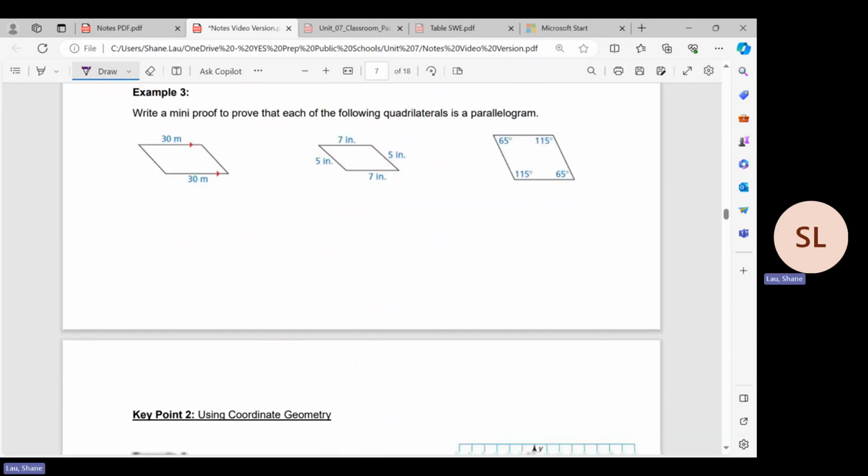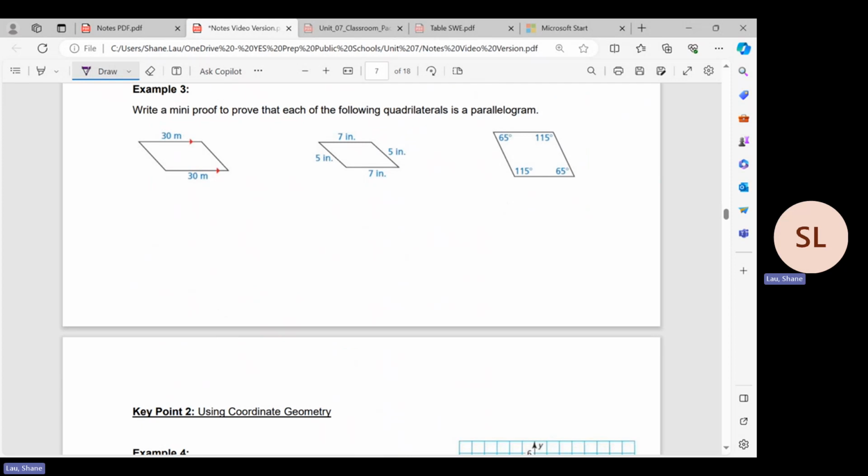And we're going to use those 5 ways to determine example 3. Write a mini proof to prove that each of the following quadrilaterals is a parallelogram. Okay, well, just for time's sake, we're not going to go fully in depth in each of these. We might just do one of them. But the mini proof is going to imply about 2 to 3 steps. Okay, so let's look at the first one.